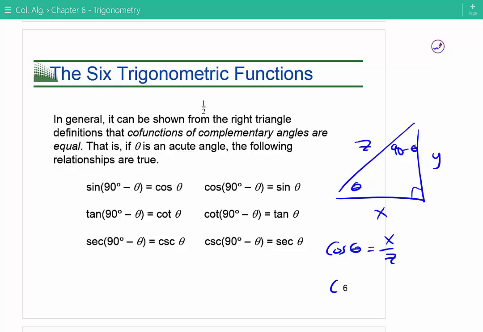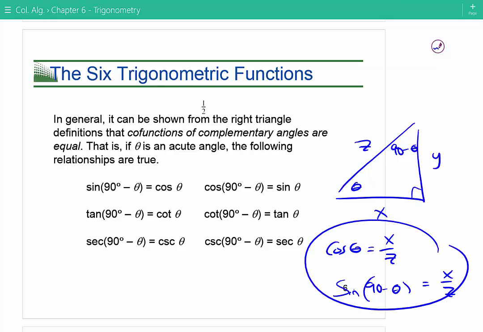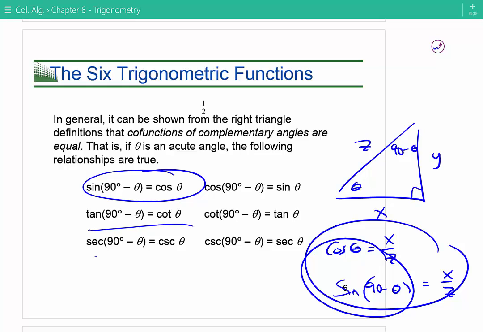Well, if we look at the sine of 90 minus theta, that would be up here, and that would be opposite over hypotenuse, which would also be x over z. So what you find is that the cosine is equal to the sine of 90 minus theta in a triangle like this. So that's the complements, and that's exactly what this says right here. The cosine and sine are complements, same with tangent and cotangent, same with secant and cosecant.